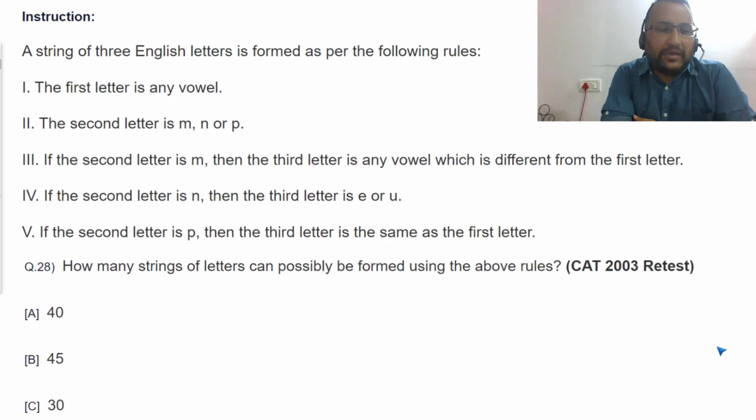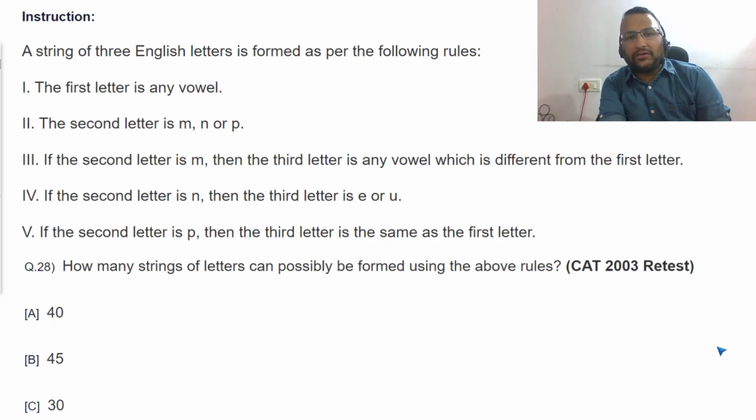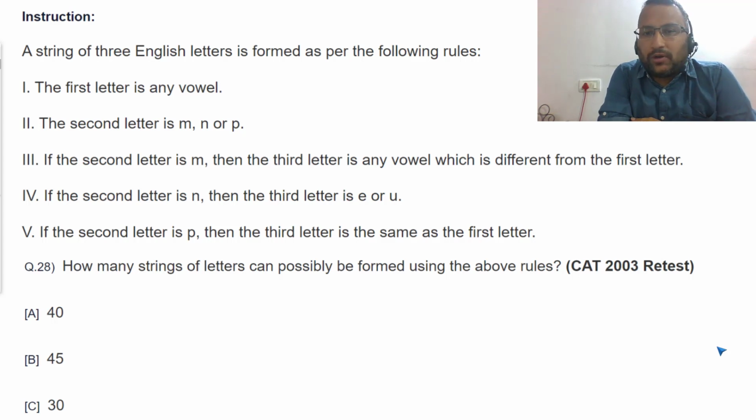Question number 28 and 29, they are dependent on the given data. A string of 3 English letters is formed as per the following rules. The first letter is any vowel, second letter is M or N or P. Then what will happen if the second letter is M, if the second letter is N, and if the second letter is P? So let's read question number 28. How many strings of the letters can possibly be formed by using the above rules? So let's have a look at it.